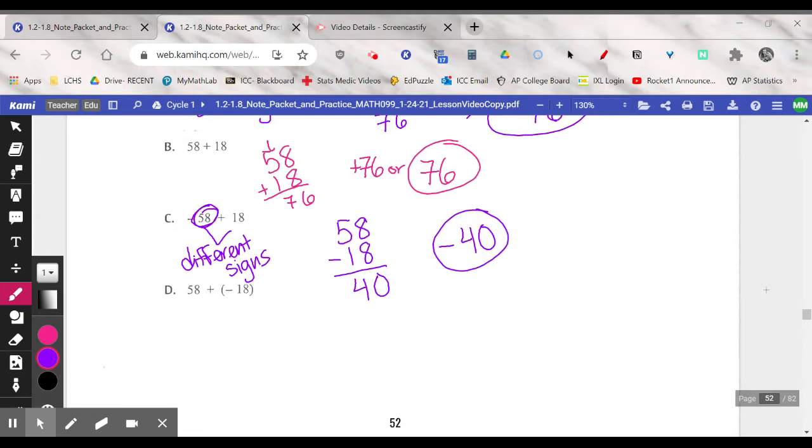For D, we're using the same numbers, and they are also different signs. So we're still going to subtract to find the difference between them. And this time we're going to look at which number is farther from 0, and that would be the 58. But this time it's a positive value, so we get a positive 40.